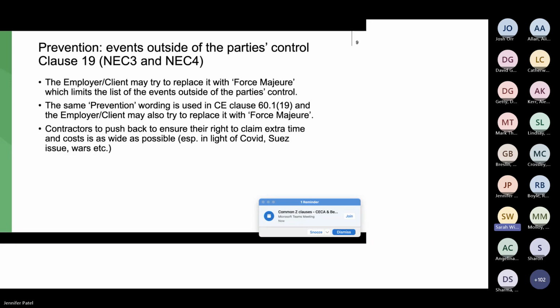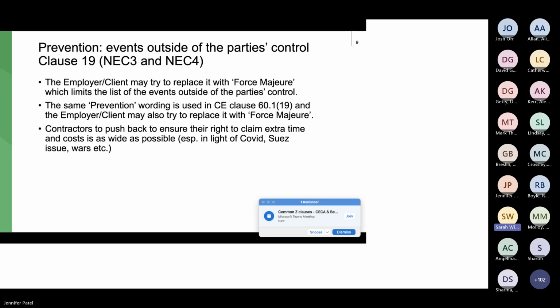Unlike the ambiguities and discrepancies, I must say, even as a lawyer, I'd stopped talking about prevention, force majeure, because it just never seemed to happen in real life. And then, of course, we've had a few incidents recently with COVID, the Suez issue, and also the war against Ukraine, and various other things that have happened since, unfortunately.